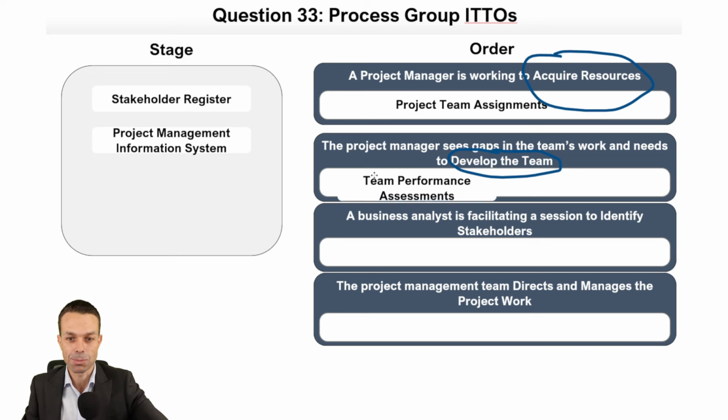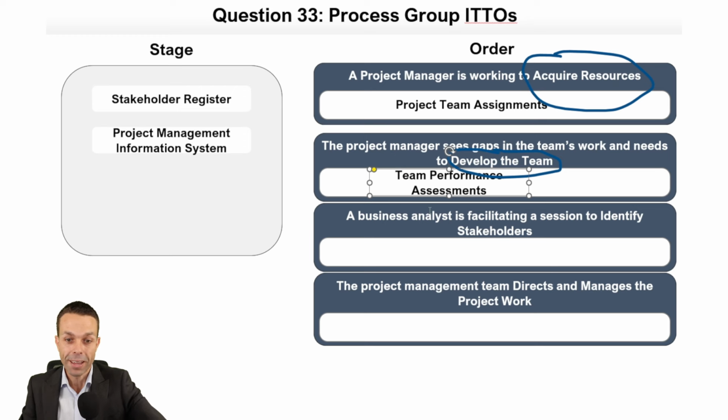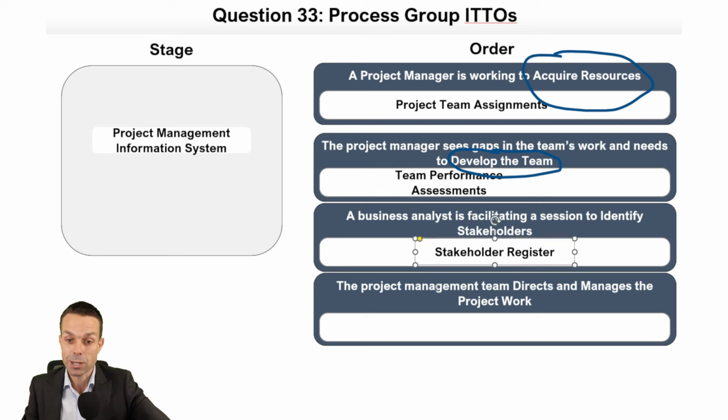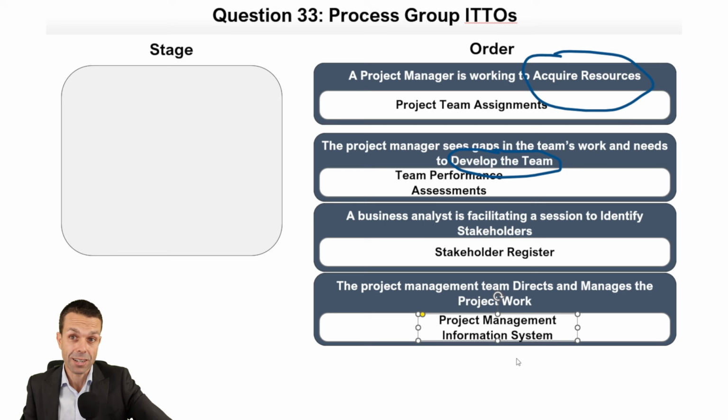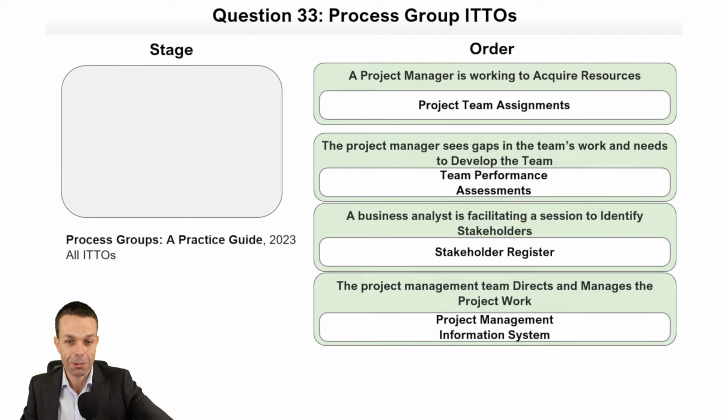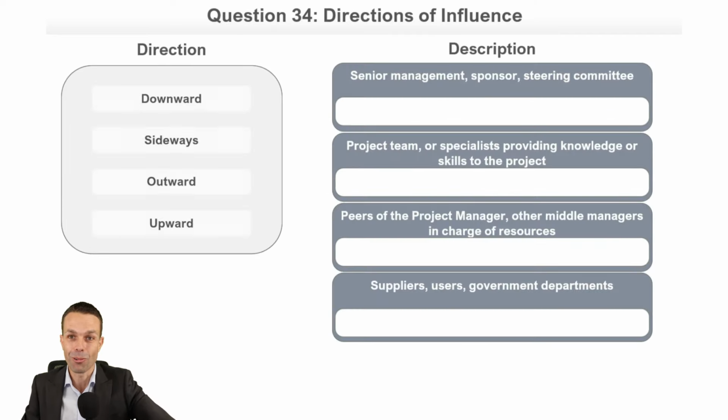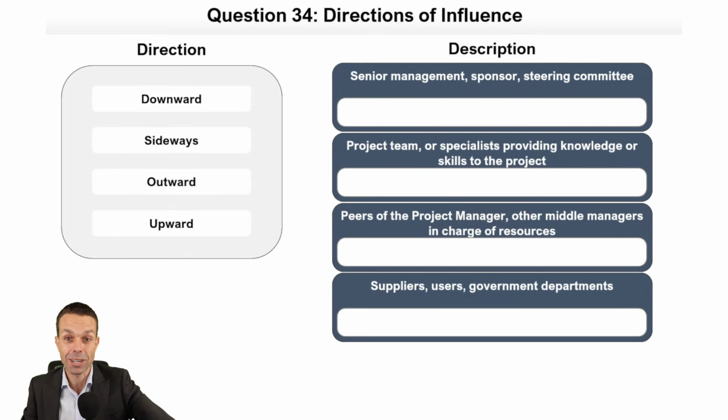Team performance assessments. We're going to assess the team performance. A business analyst is facilitating a session to identify stakeholders. We're going to do that with our stakeholder register. And the project management team directs and manages the project work. We're going to use our project management information system, or put all of our project data and information into that information system so that we can usually get a report by analyzing all of that data. Let's have a look and see how we went. Excellent work. Process Groups Practice Guide, all the ITTOs, or the inputs, tools and techniques, and outputs for that. Fantastic stuff. All right. Directions of influence.